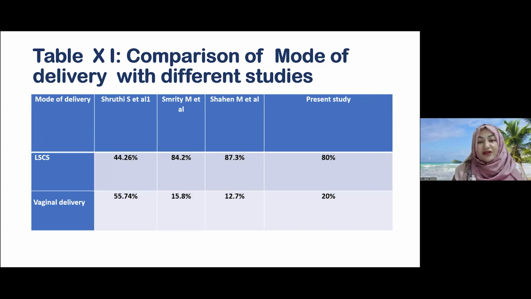Table 11. Comparison of mode of delivery with different studies. In my study, cesarean section was 80%. This is near to the study of Smriti M. et al. and Shahin M. et al., but higher than Shruti S. et al. In my study, vaginal delivery was only 20%, which is higher than Smriti M. et al., Shahin M. et al., but much lower than Shruti S. et al.